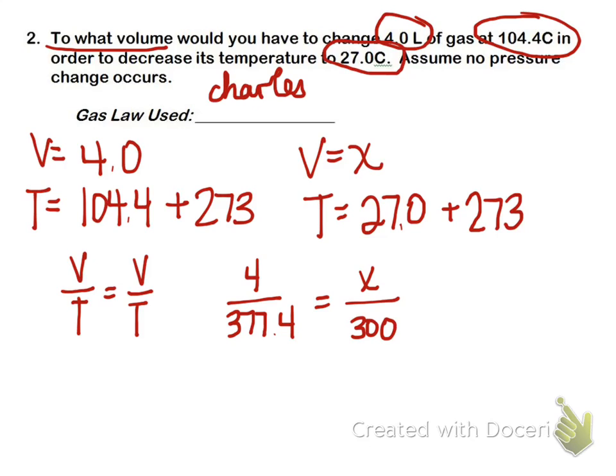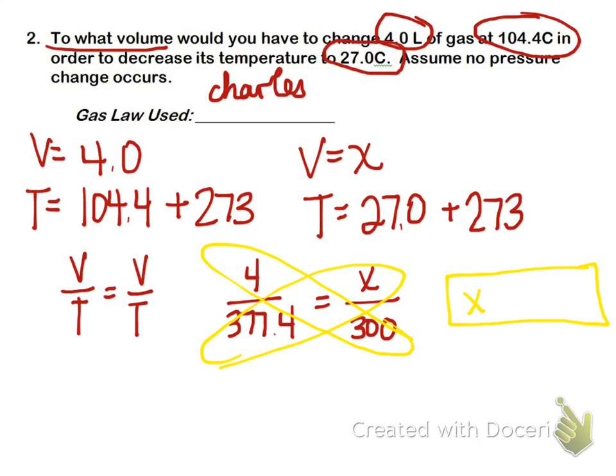Yay, I love proportions. What do we do with this? How do we solve a proportion? Cross multiplying is my favorite thing to do ever. Even more than anything you can think of. I would rather cross multiply. All right, so what do I put in my calculator? Yeah. Multiply the first two. Multiply 4 and 300, and then divide it by 377.